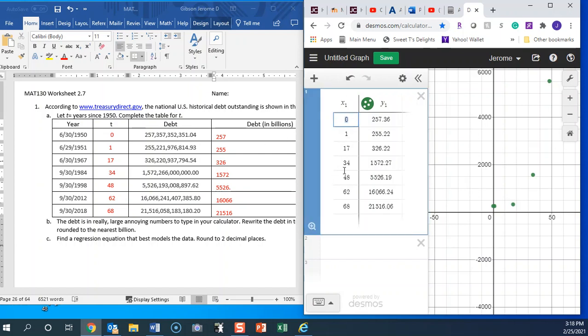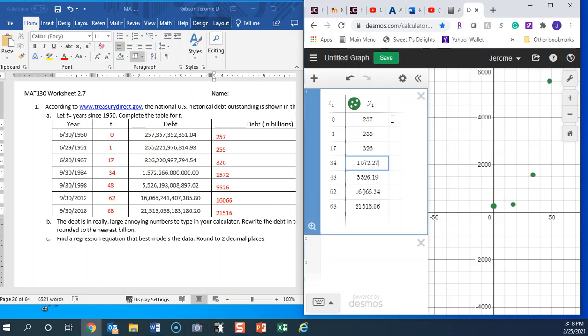Now here, I put the years correctly. The only thing I didn't do correctly was I was supposed to do this to the nearest billion. So let me get rid of these decimal values real quick so we can get right to this graph. And what they were trying to do when they asked you to go to the billions place in the since 1950, they were trying to make this a little easier for you. Okay, so now this is our X value, this is our Y value.